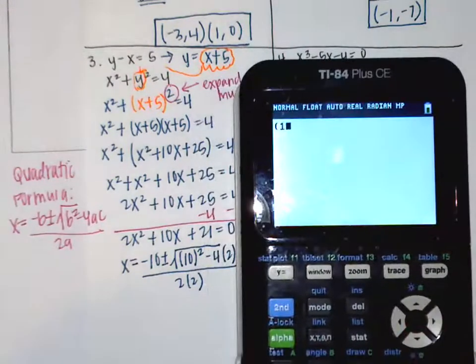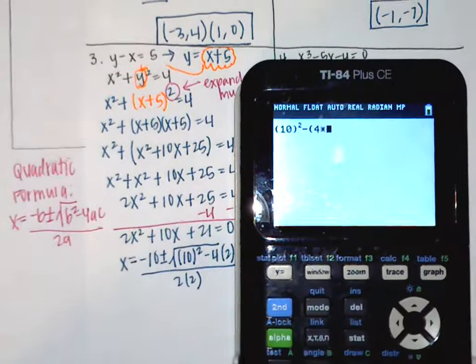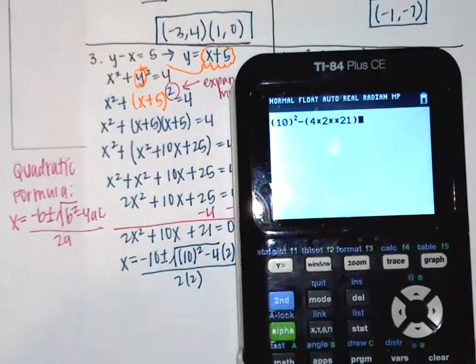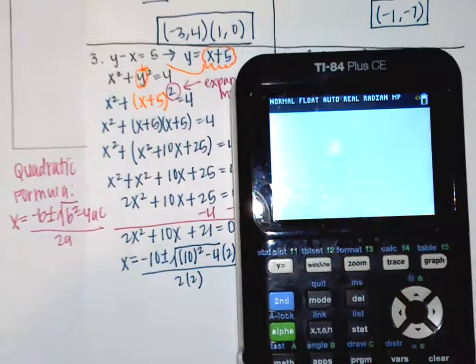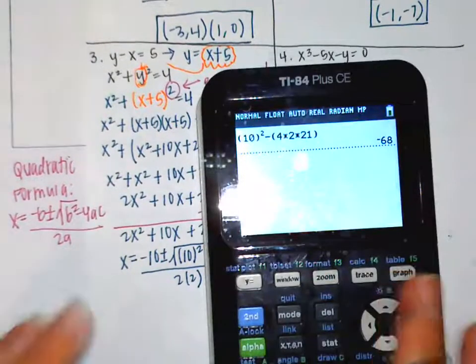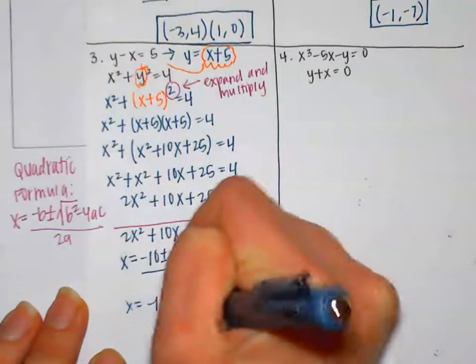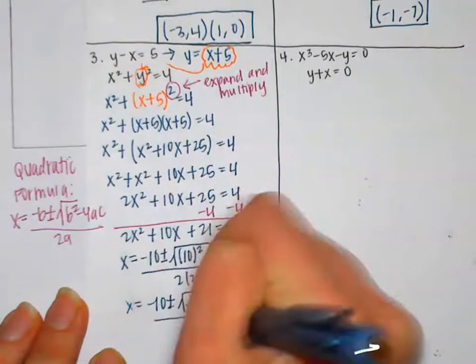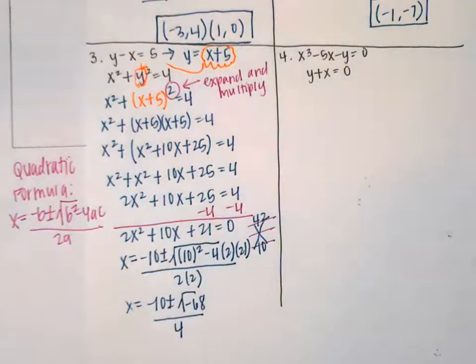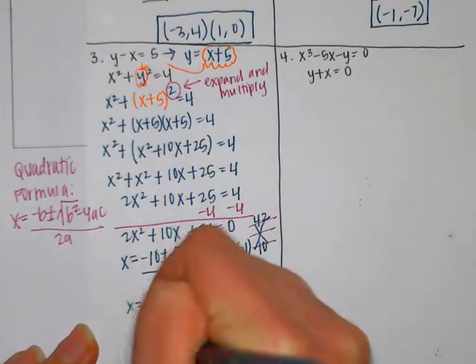So 10 squared minus 4 times 2 times 21, and I get a negative. And so what that means is it's an imaginary solution. And remember, a solution to a system of equations is the point of intersection. So if it's an imaginary solution, that means it's not on the graph, which means that there are no solutions. It's never going to intersect.